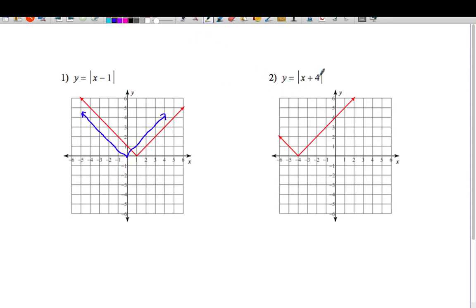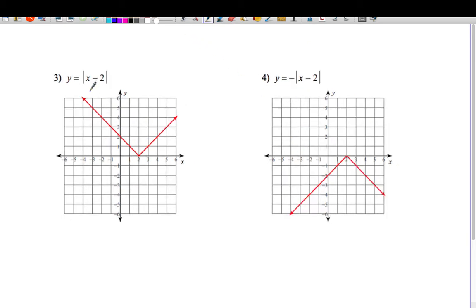y equals the absolute value of x plus 4. Again, from the parent function here, this absolute value of x plus 4 can be rewritten as y equals the absolute value of x minus negative 4. So we are going to translate the graph 4 units to the left, 1, 2, 3, 4. And this red graph is the graph of y equals the absolute value of x plus 4.